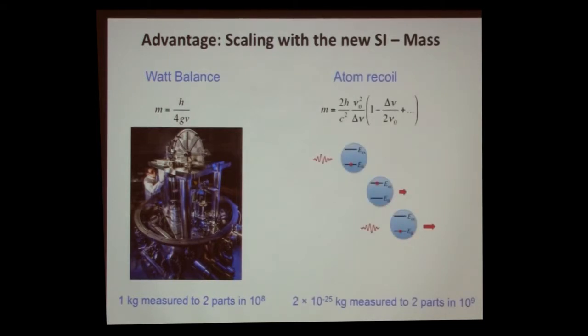Or you can do atom recoil measurements, absorbing a photon and, through energy-momentum conservation, spitting it back out, and measuring the frequency difference. That's up in here, down there. And you can measure the mass; it turns out this is either cesium or rubidium results. So it's 10 to the minus 25 kilograms, and that measurement's done at 2 parts in 10 to the ninth. So you're going 25 orders of magnitude, no uncertainty with this type of system of unit.